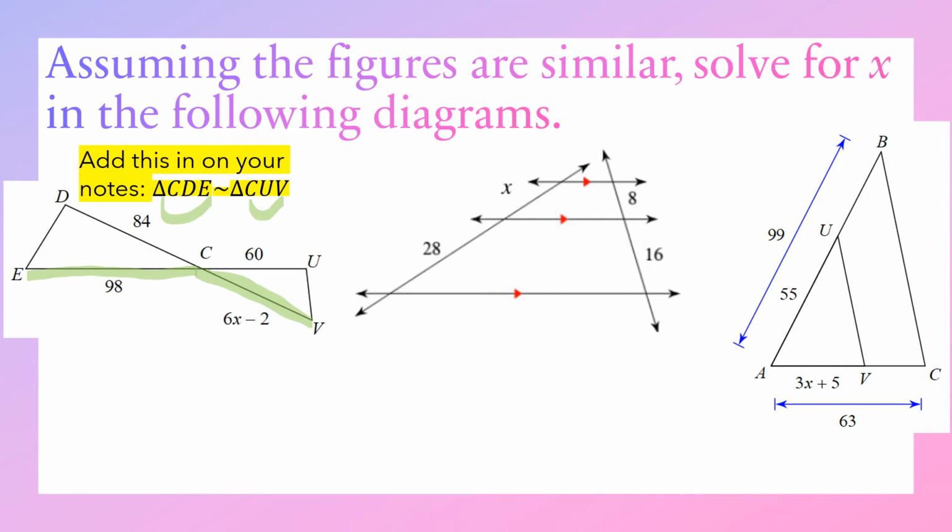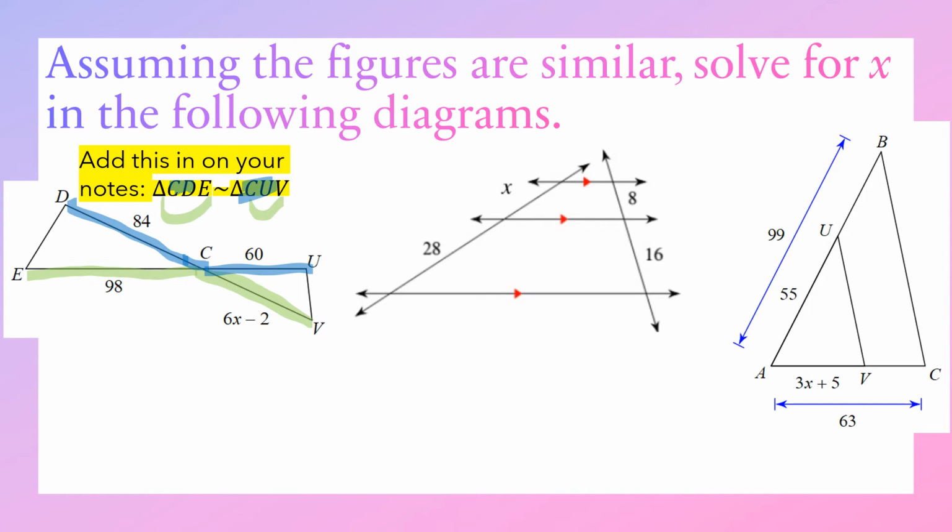Then we also have DC. So DC is here, which goes with UC. So if you were just looking at that without the similarity statement, you would probably get it wrong because you would assume that the 98 and the 60 are corresponding when they are, in fact, not.